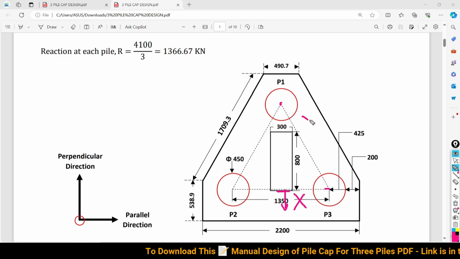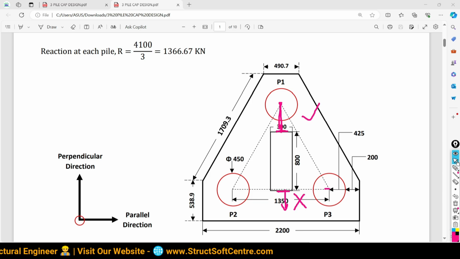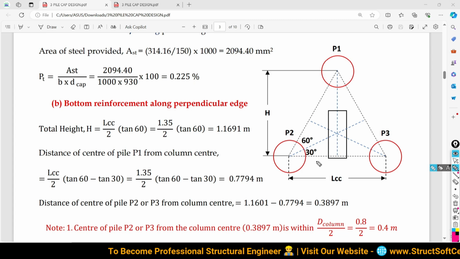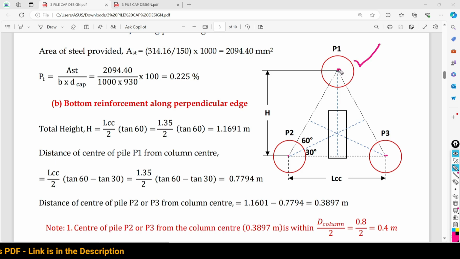Now if you look at this side, there is a clear distance from the face of the column up to the center of the pile. So we have to calculate this distance. We need to do some geometrical calculation, then only you will know how much this distance is. It's very simple and basic. Here the figure is given. Again, I would like to repeat: the centers of these bottom face piles are coming inside of the column, so there is no consideration of this reaction to calculate the moment. We only have to consider this P1. So we have to calculate the distance from this center to this face of the column.